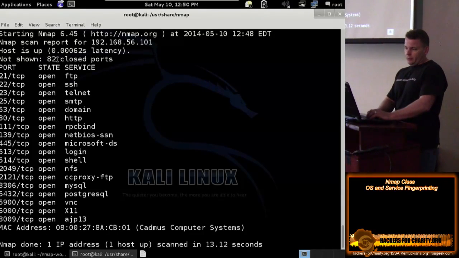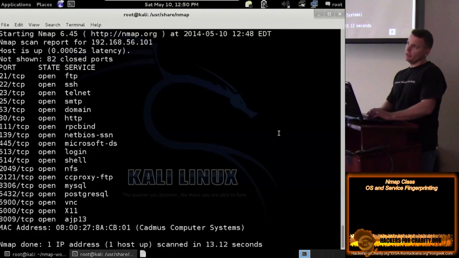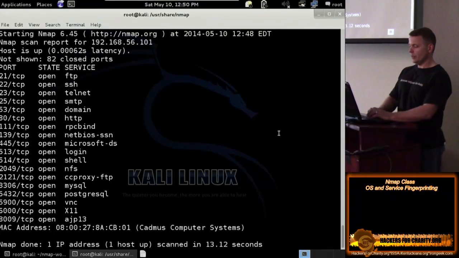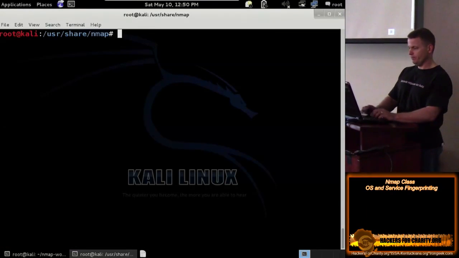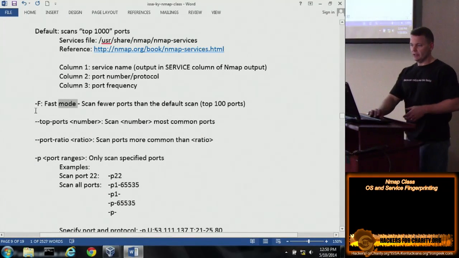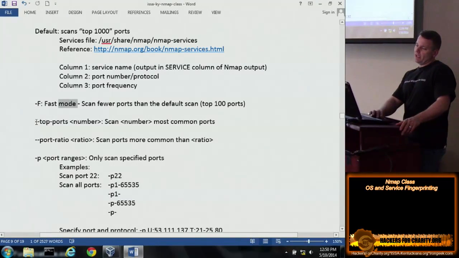So, all right, it looks like we got 18 services back with the fast mode compared to the 23 that we'd gotten back earlier with the regular mode, top 1,000. But in either case, we know the host is up. Okay, so we got the dash F. And you can specify with this dash top ports option the number of ports that you want to try.